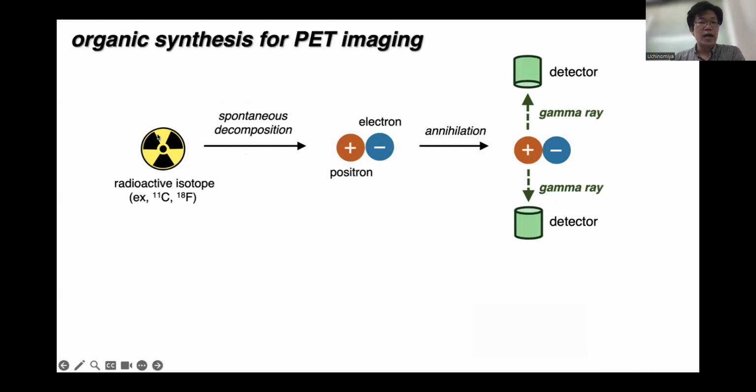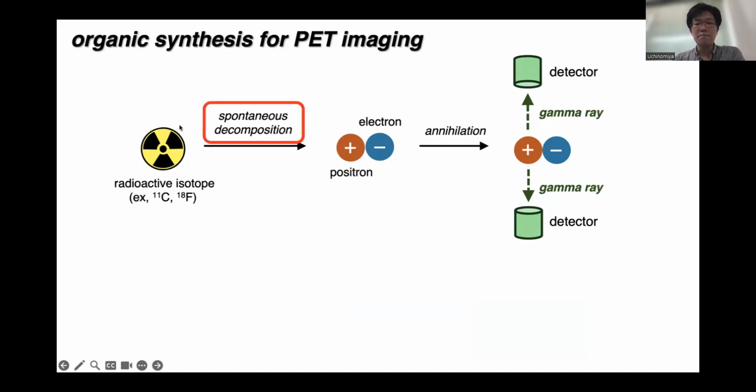Okay, so last time I explained PET imaging. In PET imaging, a radioactive isotope spontaneously decomposes and releases a positron. This positron reacts with an electron, resulting in release of gamma rays, and we detect these gamma rays.